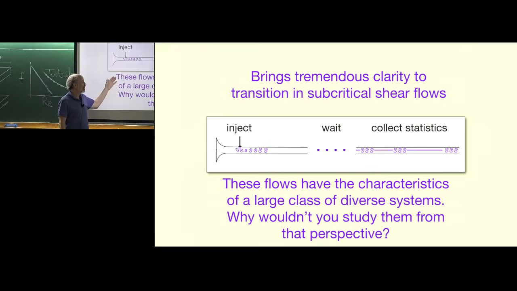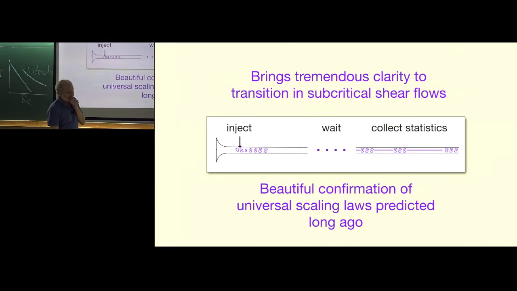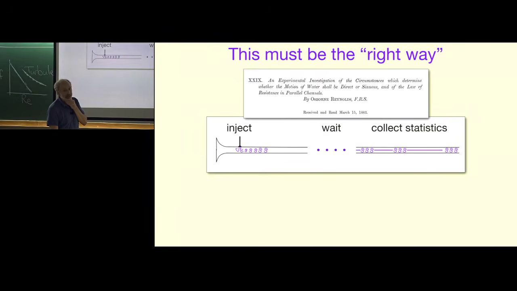There are many, many examples of this. So why wouldn't you just put it in that natural class with all that understanding that already comes with it? And it's a beautiful confirmation of these scaling laws that were predicted long ago. And I'll just end with this very last thing, that this must be the right way to look at this. I'm going to give you a quote from Osborne Reynolds from 1883.